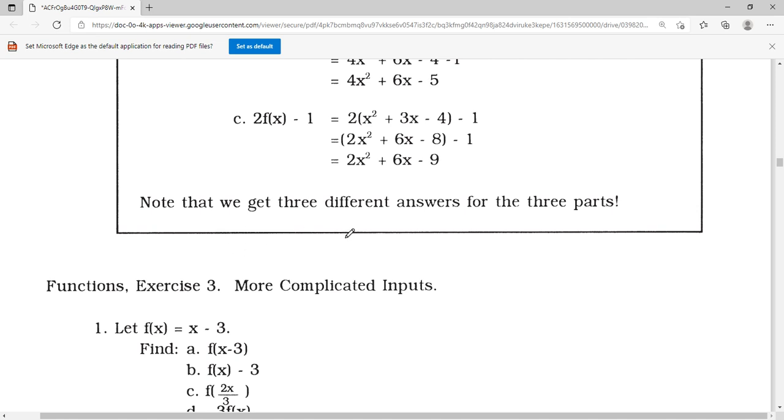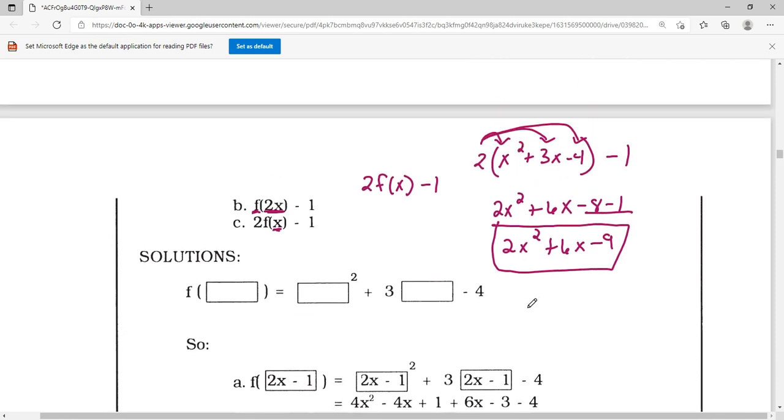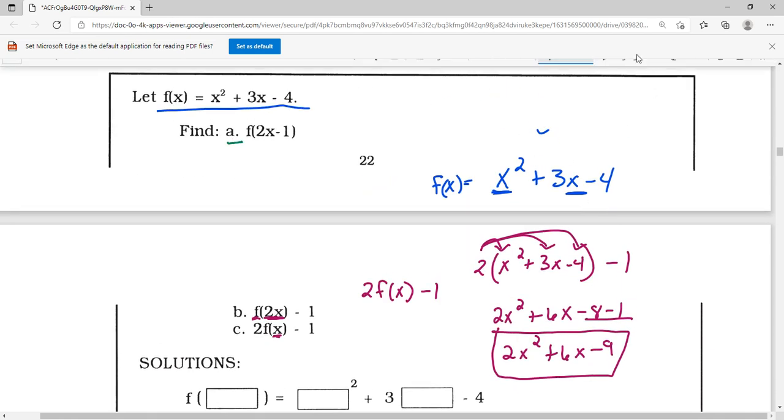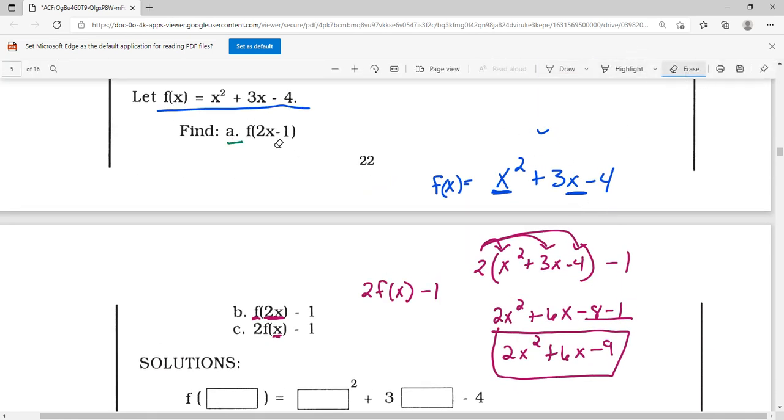Note that we did get 3 different answers for the 3 parts. Now, if we look at these 3 parts carefully, they were all relatively similar. It just depended on where the parentheses were, right? So in the first one, we had f of 2x minus 1. In this one, we had f of 2x minus 1. In this one, we had 2 f of x minus 1. It just depended on where those parentheses are and what order it's in, but we get 3 different answers.